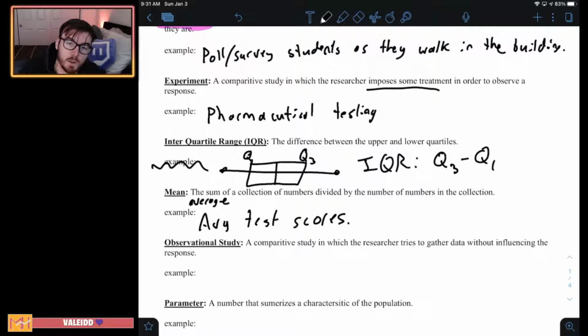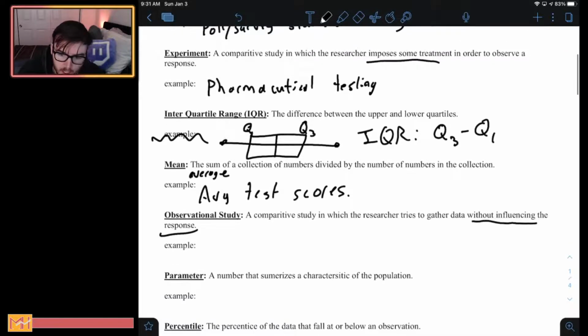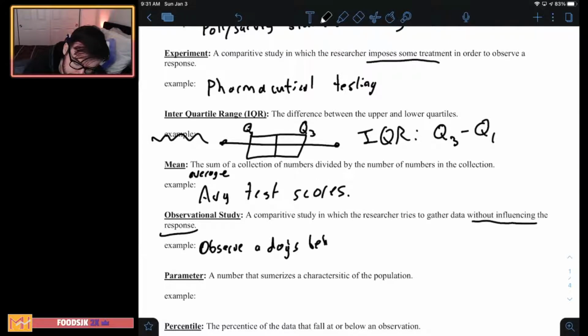Observational study. So compare this with an experiment, okay? Compare and contrast the two. So a comparative study in which the researcher tries to gather data without influencing the response. So we are not imposing a treatment. We're just standing back and observing. Okay? So you might observe a dog's behavior.